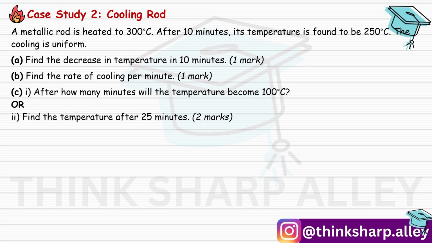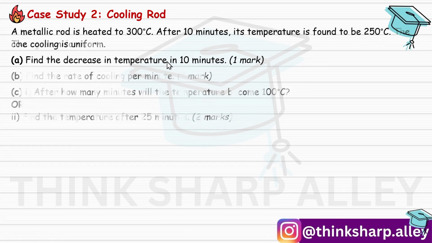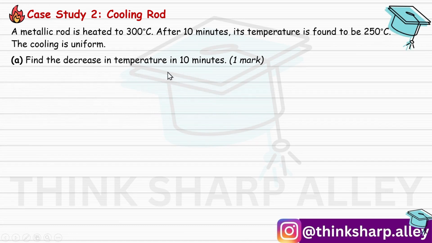This one looks easy, but students still made mistakes. A metallic rod is heated to 300 degrees Celsius. After 10 minutes, its temperature is found to be 250 degrees Celsius. The cooling is uniform. So we have been asked to find the decrease in temperature in 10 minutes. Now what is different here? We are not given the rate. Students directly try to solve this without finding the rate first.